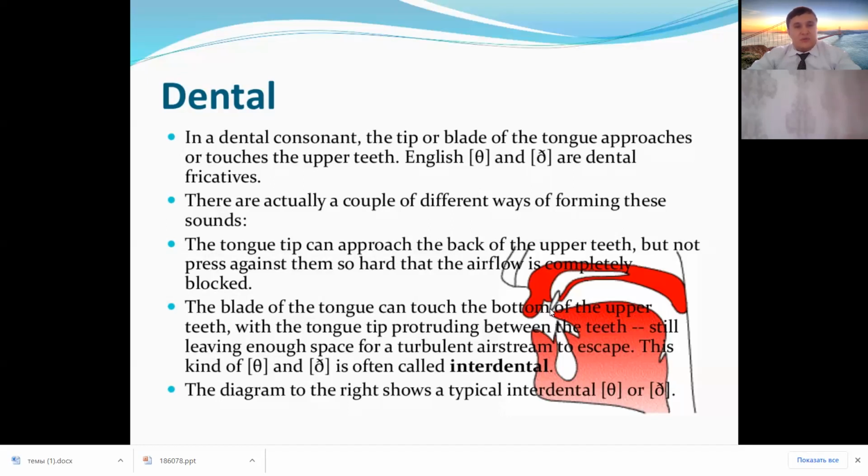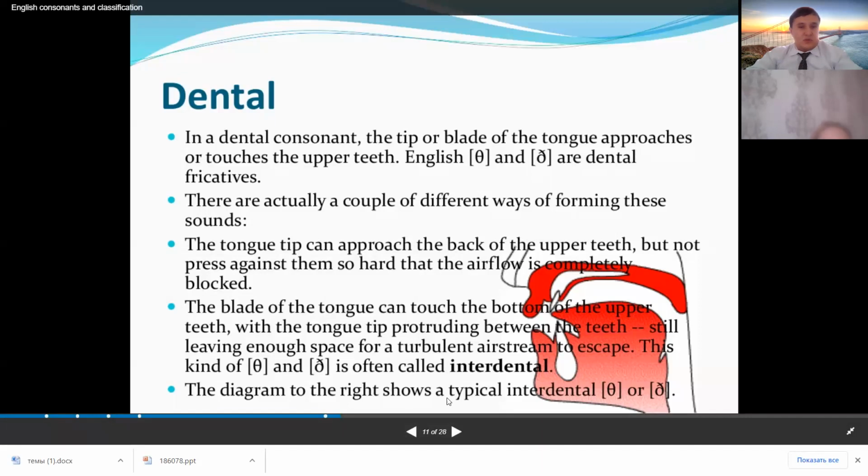There are actually a couple of different ways of forming these sounds. The tongue tip can approach the back of the upper teeth, but not press against them so hard that the airflow is completely blocked. Or the blade of the tongue can touch the bottom of the upper teeth with the tongue tip protruding between the teeth, still leaving enough space for a turbulent air stream to escape. This kind of th is often called interdental. The diagram to the right shows a typical interdental th. You can easily observe it here.